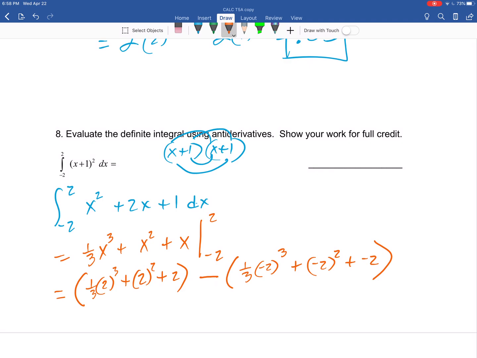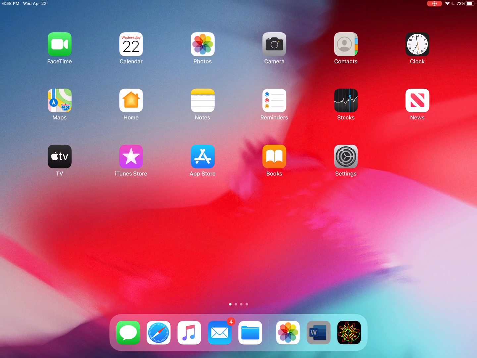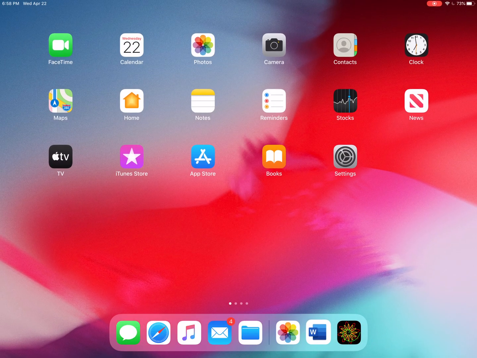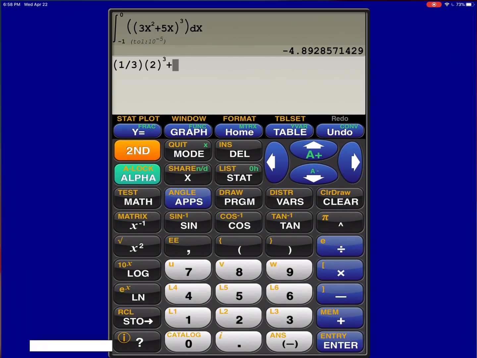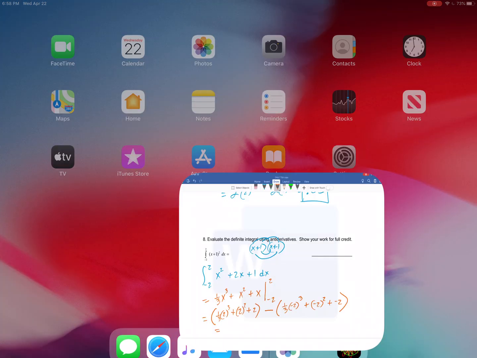Okay, here's where we go. Let's see what we got. Let's do it in our calculator. 1/3, 2 cubed. Good. Here we go. We got 1/3, then 2 cubed. Then we got plus, let's double check, 2 squared plus 2. Okay. Good. There we go. 2 squared plus 2. There it is. Good. 8.66.